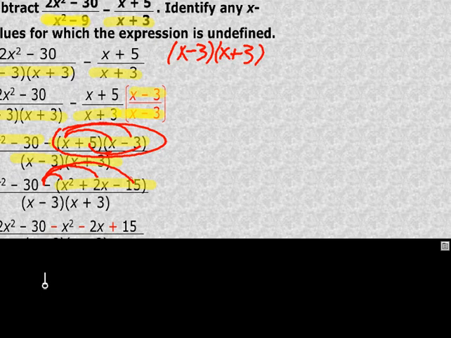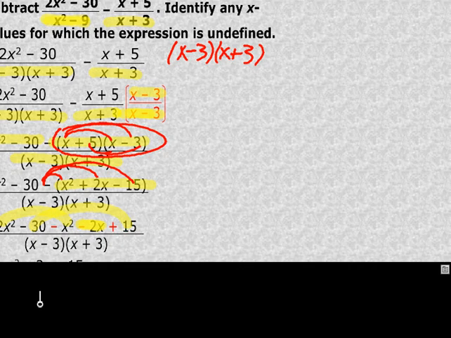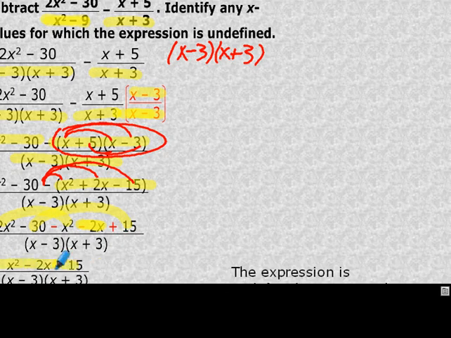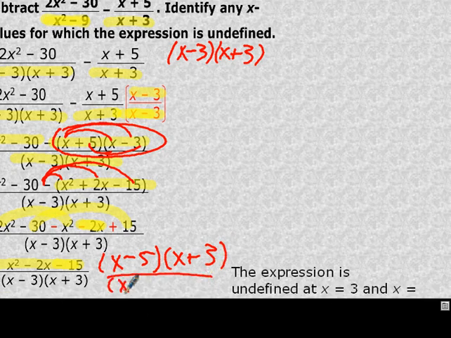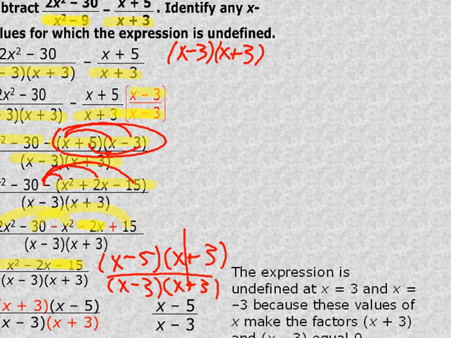And if we simplify, we've got 2x squared minus x squared becomes 1x squared. We have just the negative 2x, and then negative 30 plus 15 gets us negative 15. And can we factor this? We can. It can factor into x minus 5, x plus 3 over our common denominator, x plus 3. And you can see these cancel out. And this is our final answer.